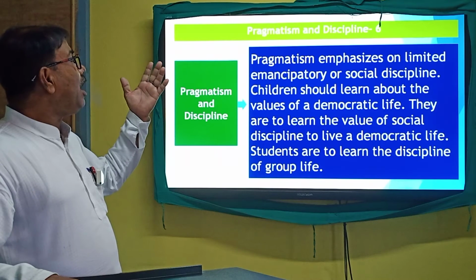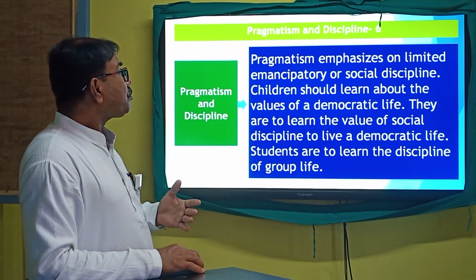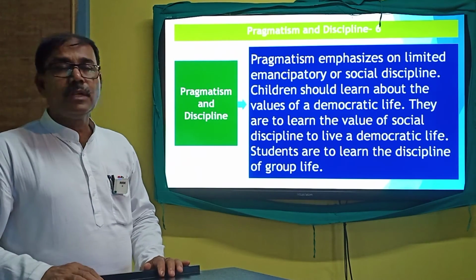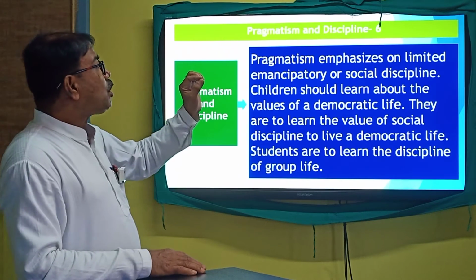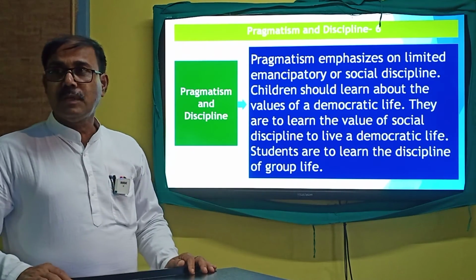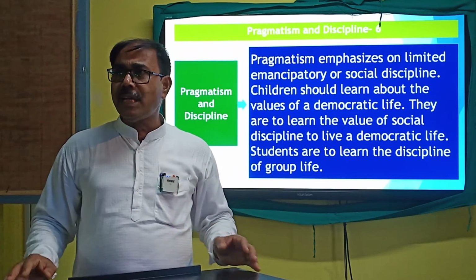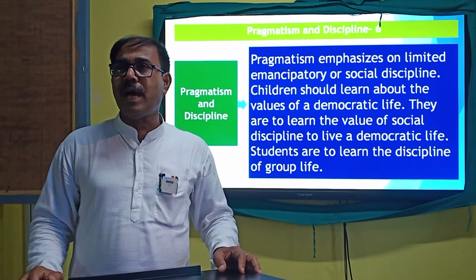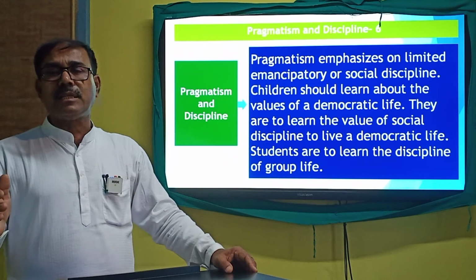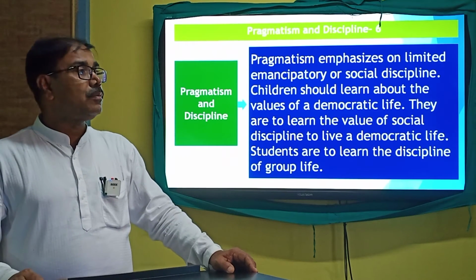And we are to know about the perception of pragmatism relating to discipline. Pragmatism emphasizes limited emancipatory or social discipline. We know very well that discipline has special importance in the process of life. Discipline is such a process on which the success of our life depends.